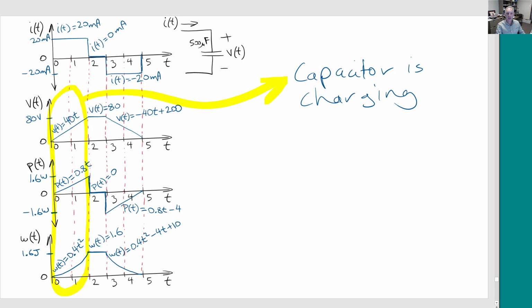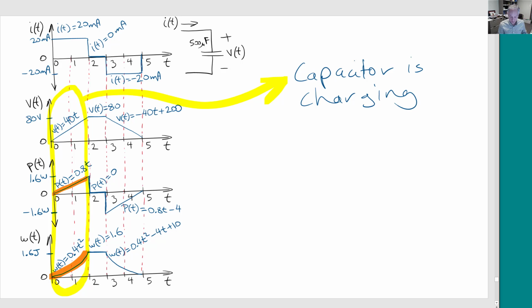Okay, so then let's interpret what's happening here. In this first interval, 0 to 2 seconds, the capacitor is charging. So the power is going up, like what we said. It's positive and it's increasing, so it means that the capacitor is charging, and we see the energy is increasing. That means that the capacitor is getting more and more energy.